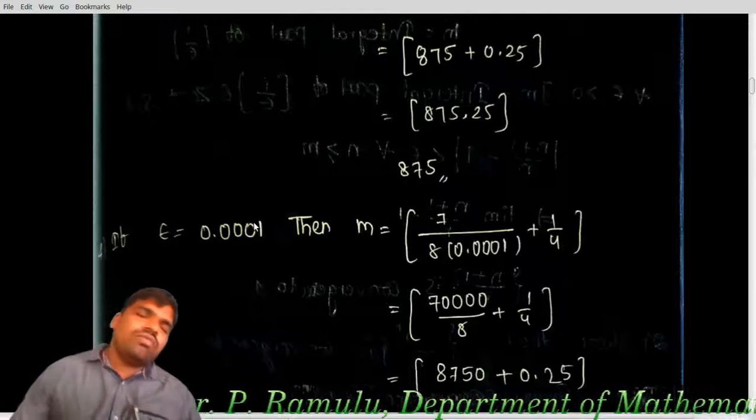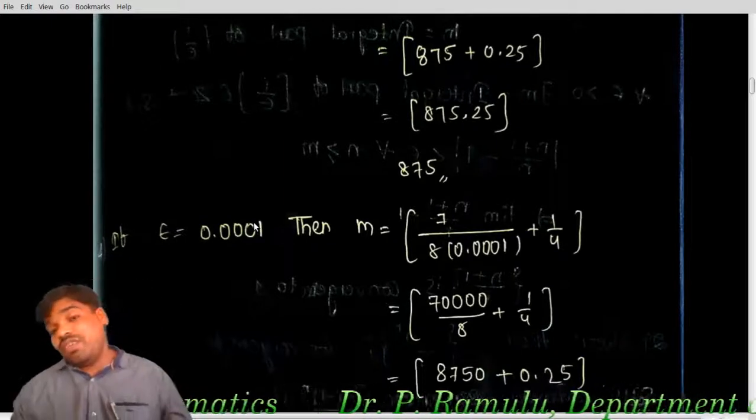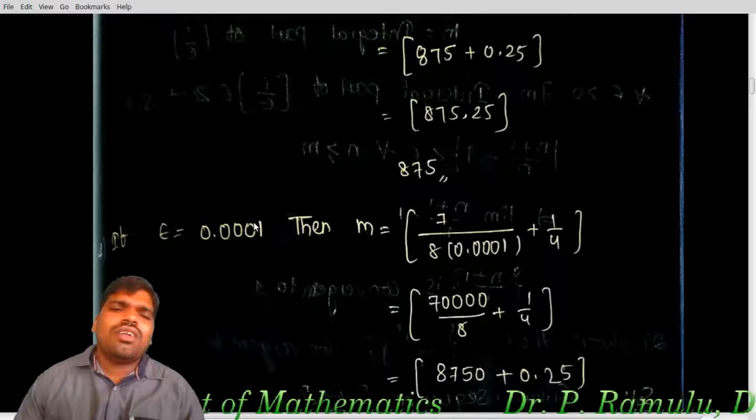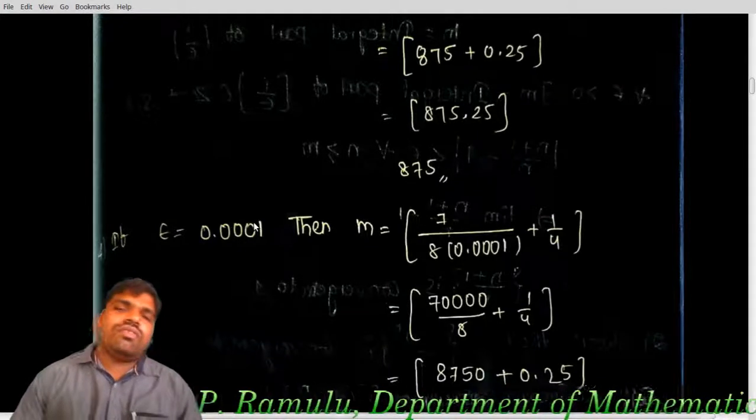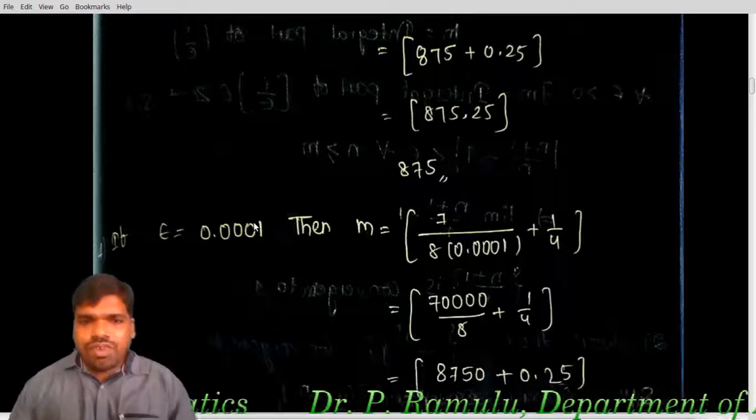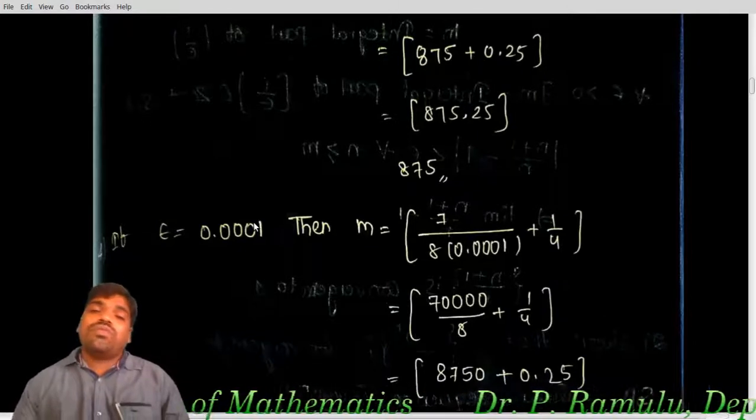If epsilon takes a smaller value, m will be larger. If epsilon is a little smaller, m gets a little larger. So that means if epsilon is very, very small, m approaches a large value.